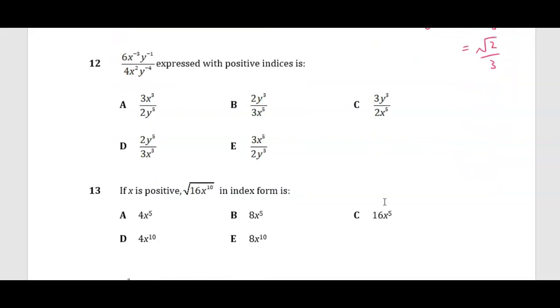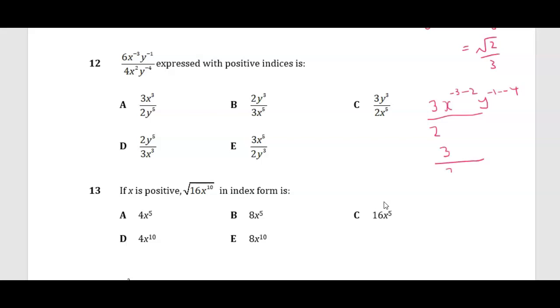All right. Question 12. So I'm going to set up my fraction again. So let's look at the integers, or the coefficients. So 6 over 4 becomes 3 over 2. All right, let's just do our x's first. So remember, when you're dividing, you subtract your powers. So -3 minus 2. Then y to the power of -1 minus -4.